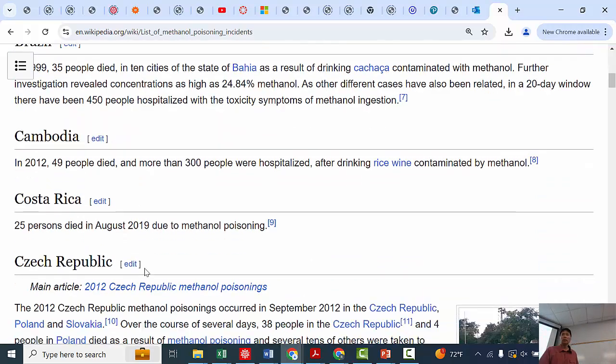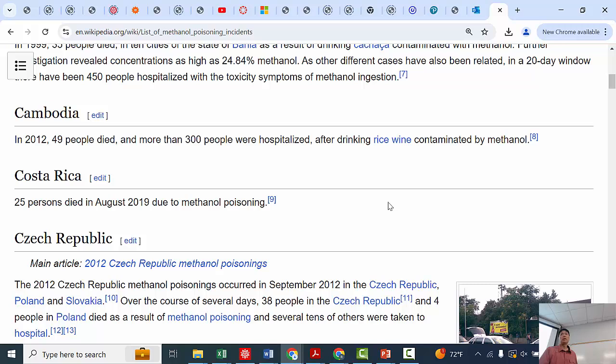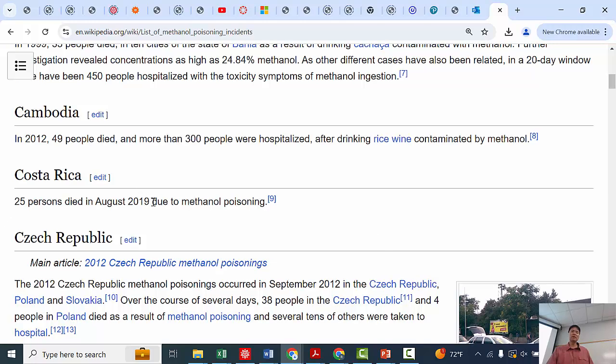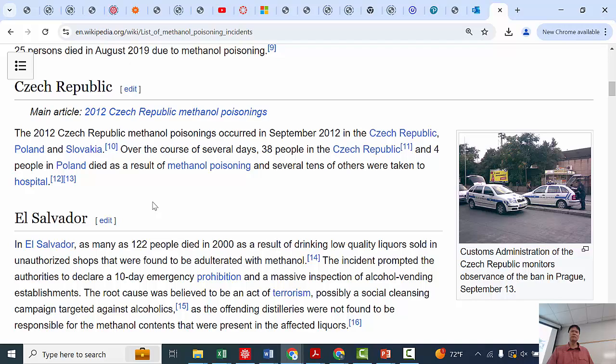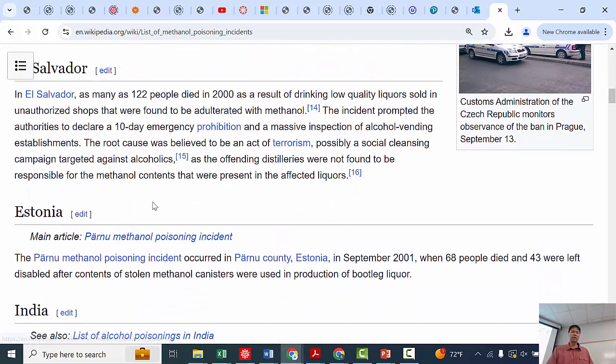Can it be formed from other things? Like maybe these people weren't trying to make it from wood? Yeah, probably. I don't know. I'm not sure. You can form it because of certain reactions. Costa Rica, 25 people, 2019. That's fairly recent. There was something that was really recent. Let's see if I can find it.